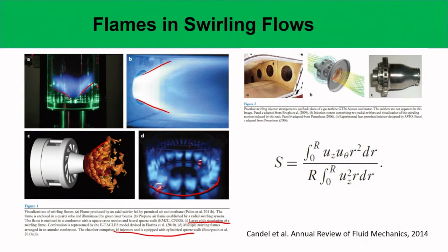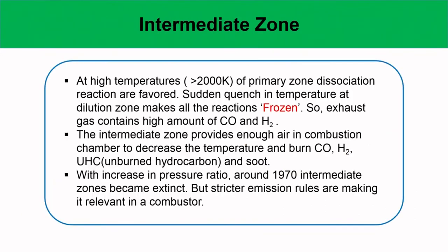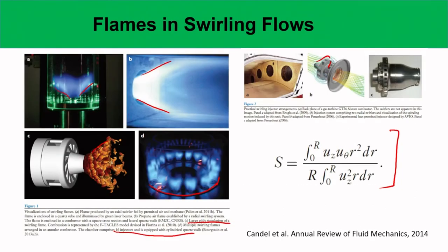The flow comes in, and as you see, it passes through the swirlers and develops a swirling pattern. As I said, the swirl number is an important parameter, and it is characterized by the axial flux of azimuthal momentum to the axial flux of axial momentum, and it is governed by this generalized expression.